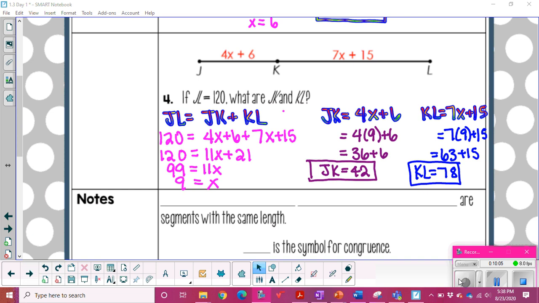Okay, so here's the answer to number 4. Take a moment, pause the video, and check your work with this. You do it exactly the same way as you do number 3.